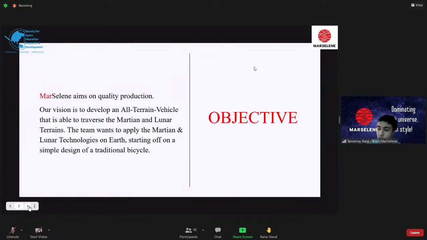Marceline is formed by the conjunction of two words, Mars and Selene, denoting the red planet and the moon. Our team's name thus reflects our desire of dominating extraterrestrial travel on both the moon and Mars. Our problem statement is to start up a company focusing on building ATVs for the Martian and lunar surfaces. We focus on quality production while keeping down the cost of manufacturing. Our objective is to develop ATVs capable of traversing the lunar and Martian terrains, as well as to develop a range of modern space-age bicycles to be used on Earth.